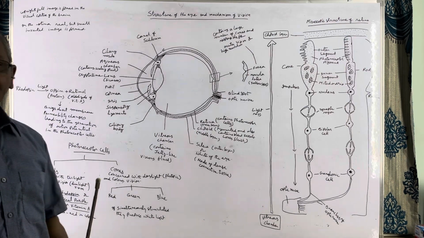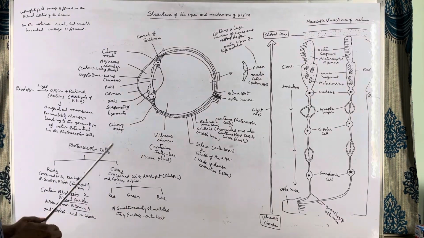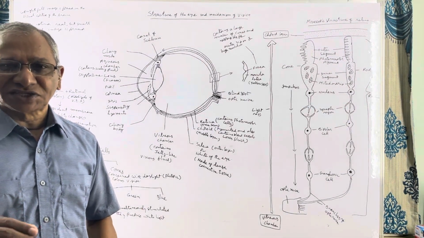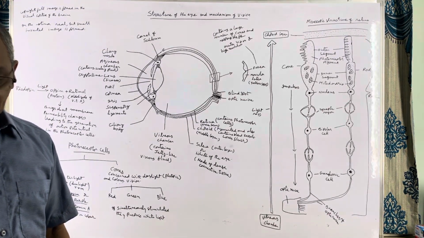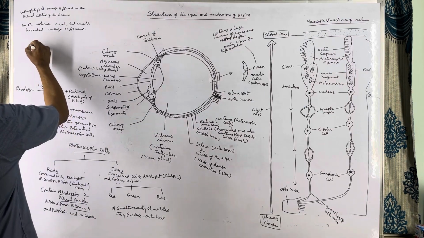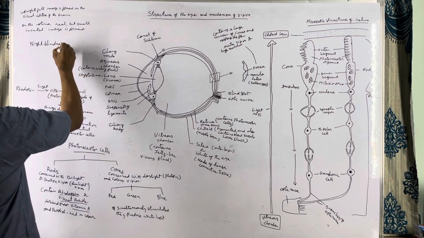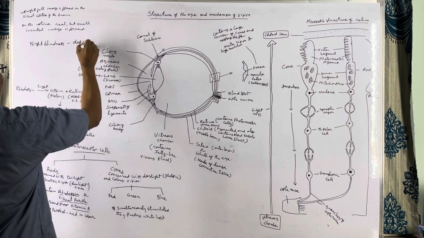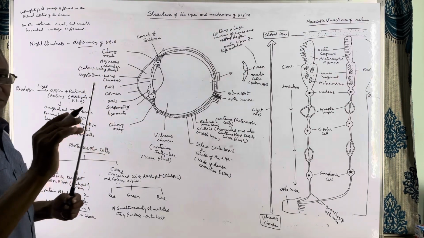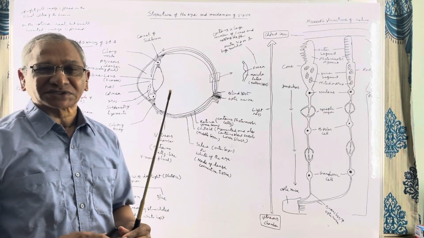What happens if there is deficiency of vitamin A? It affects the functioning of the rods. And such people cannot see in the dim light. They fail to see in the dim light. That is called night blindness. So, night blindness is due to deficiency of vitamin A. It is not a disease. It can be easily cured by giving vitamin A to such persons.